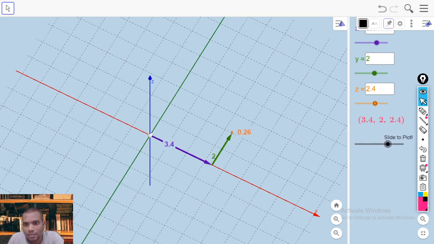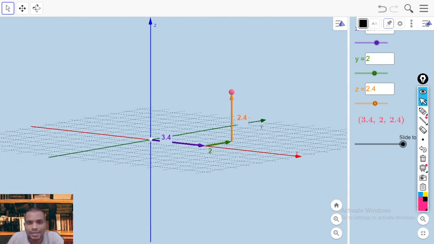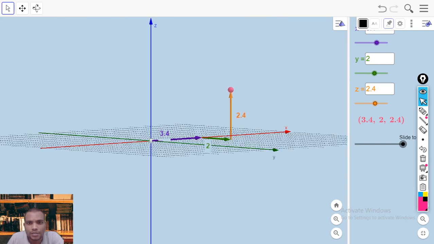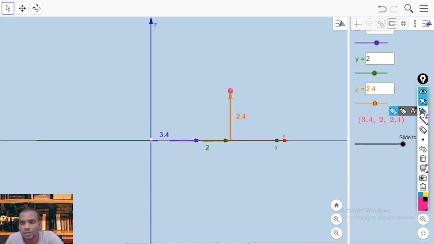So the y reaches up to 2.4. Then after, from that, how much have I taken on the z axis? Around 3.4. Now here you can see the location of the object. If you see it from two dimensions, it looks like it is just in the air. So that is the exact location of the object.